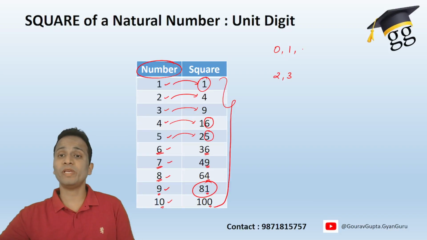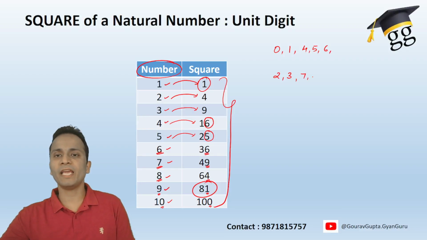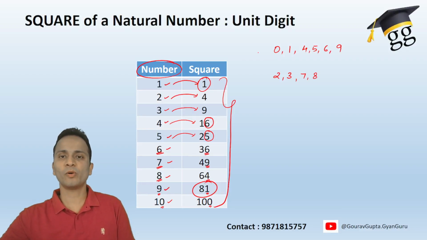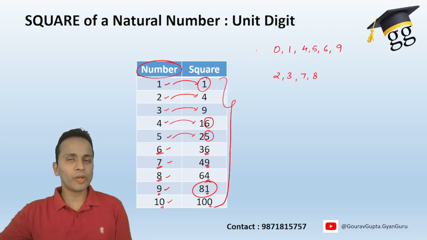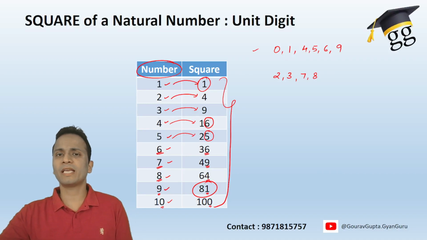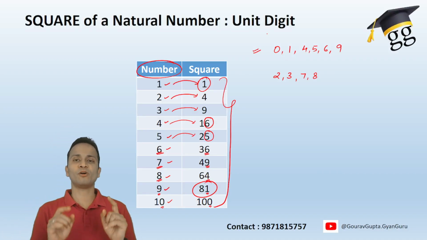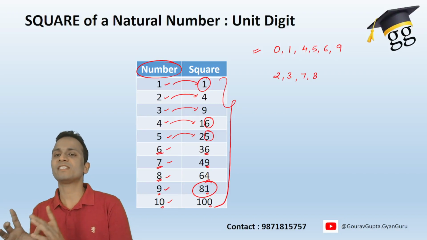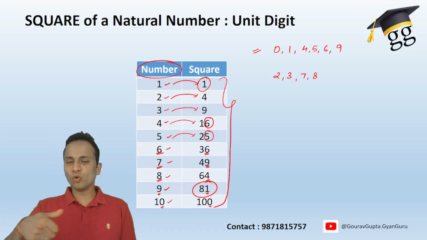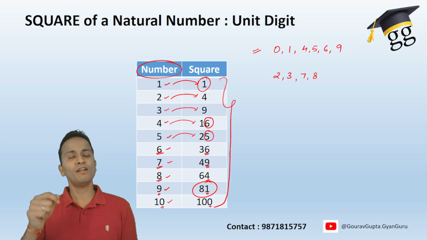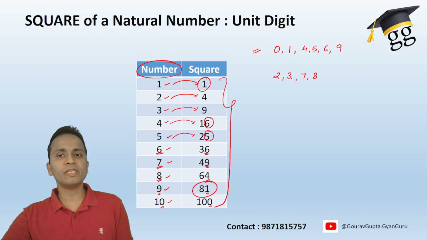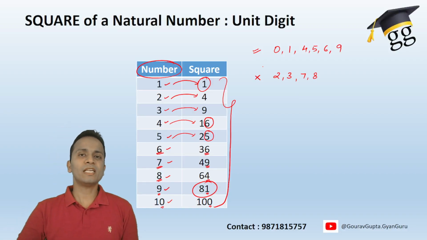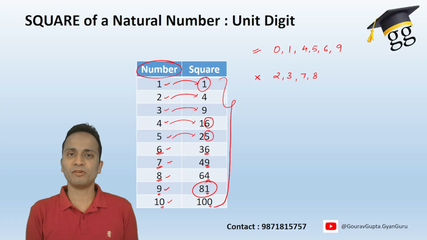Now after 3, yes, we have 4, we have 5, we have 6, we don't have 7 and 8, and then we have 9. So overall it can be summarized that the square of a natural number can end with any of the unit digits 0, 1, 4, 5, 6, or 9. All right. So the unit digit of a perfect square can be 0, 1, 4, 5, 6, or 9. If any number is ending with 2, 3, 7, or 8, then we can safely say that the number is not a perfect square.